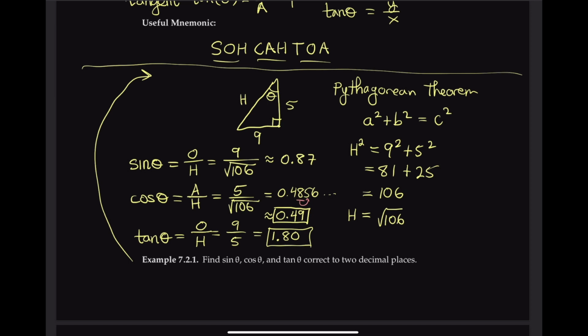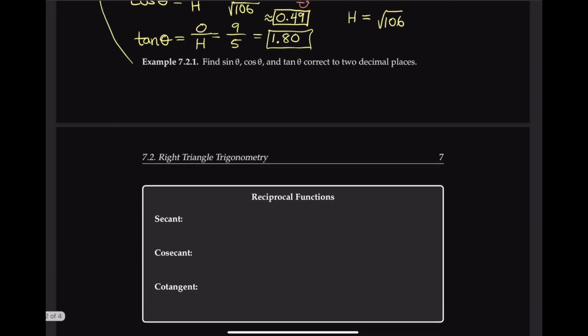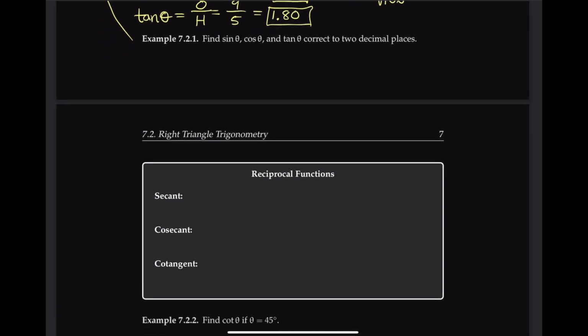Since a triangle has 3 sides, we can actually make 6 ratios out of the sides, right? We've made 3 ratios so far. The sine of theta was what? Opposite over hypotenuse. The cosine is adjacent over hypotenuse. And the tangent is the opposite over adjacent. We can make 3 more trig functions by taking the reciprocals of those 3 ratios, or in other words, flipping over those 3 fractions. And those are called the secant, the cosecant, and the cotangent functions.